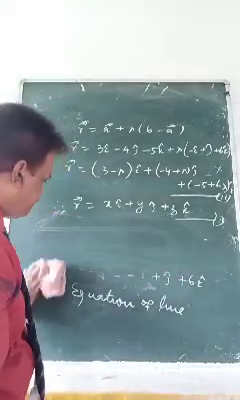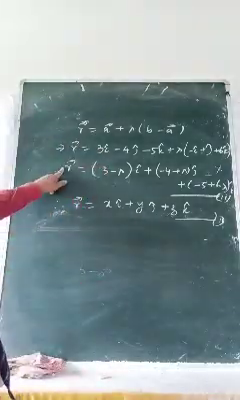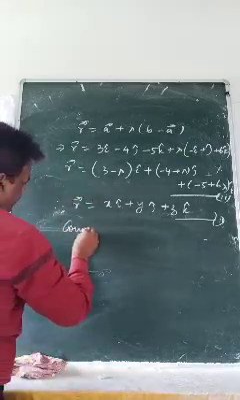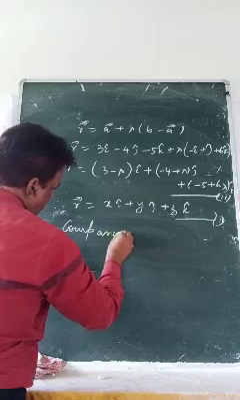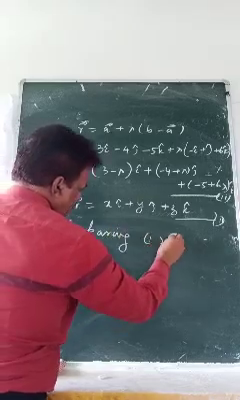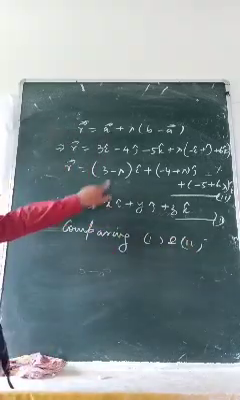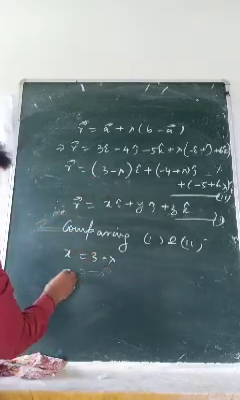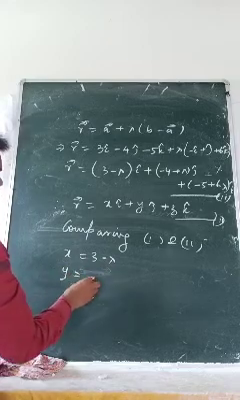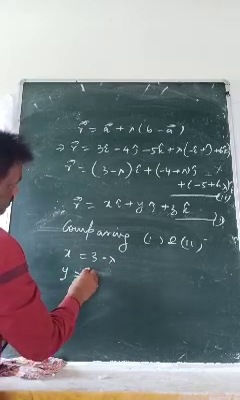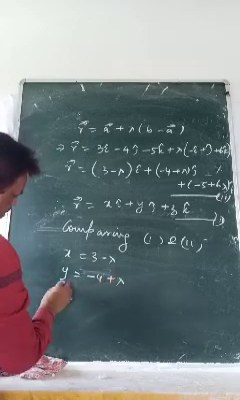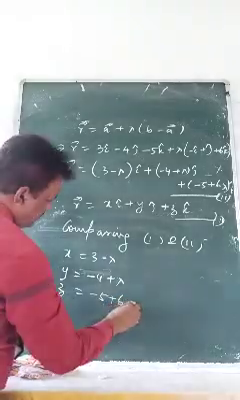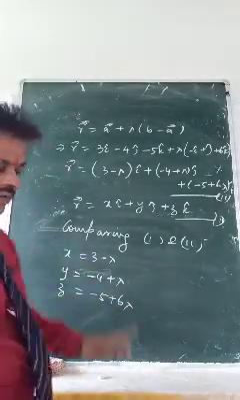Comparing 1 and 2. This is also R, this is also R, so x is equal to this. If we compare 1 and 2, x equals 3 minus lambda, y equals minus 4 plus lambda, z equals minus 5 plus 6 lambda. So you would not get the value of lambda.